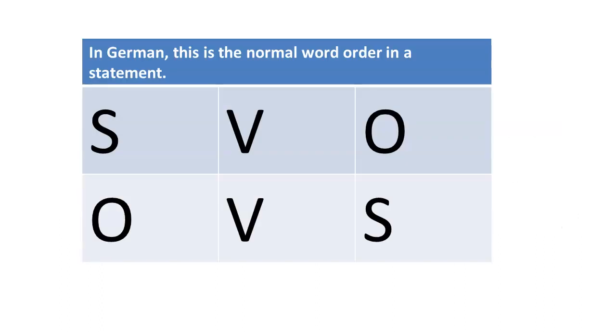This is another way of looking at the word order visually. Subject, verb, object, so first position, second position, third position, or object, verb, subject, first position, second position, third position, and again, the verb is in the second position always.